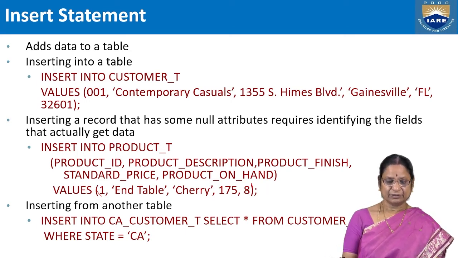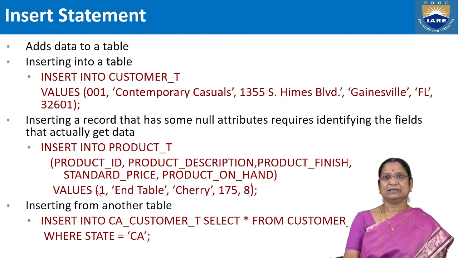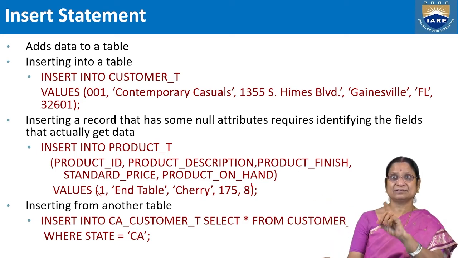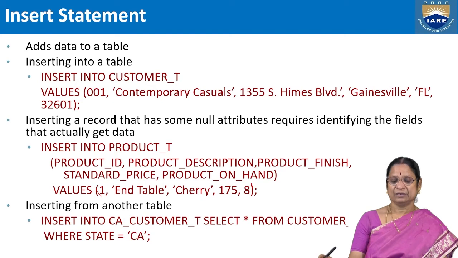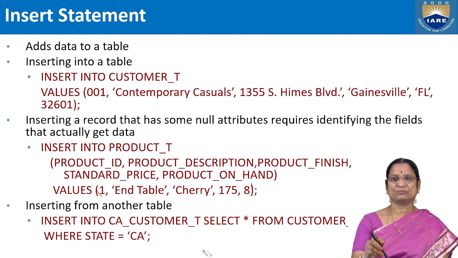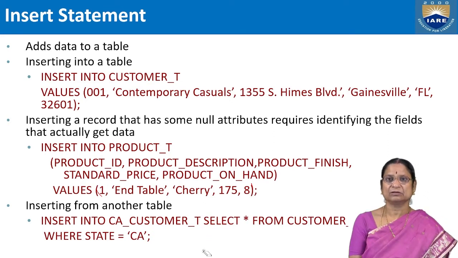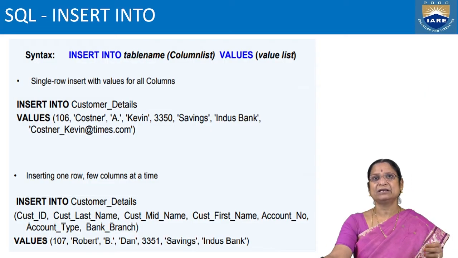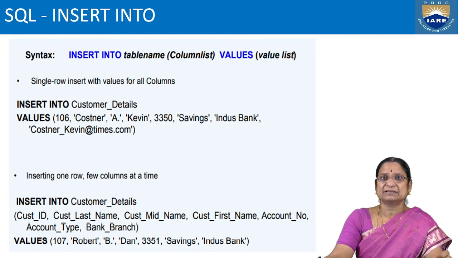Another one is there. We are going to insert into a table by collecting the data from some other table, but the structure must be the same. So that means from a query: select star from customer table where state is equal to California, CA. That means we have various formats for inserting data into our tables. Depending upon need, you can use them.